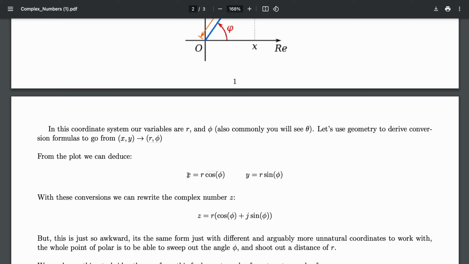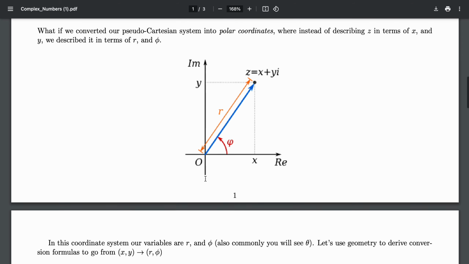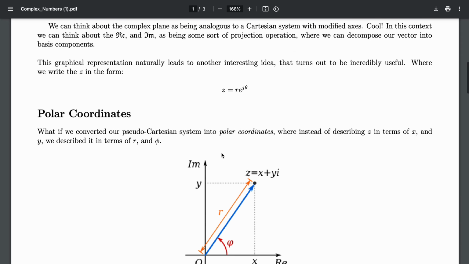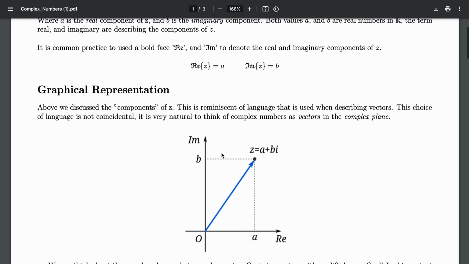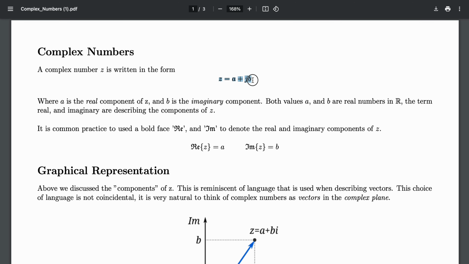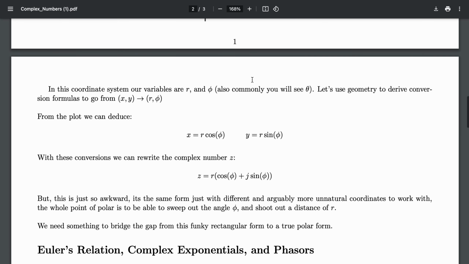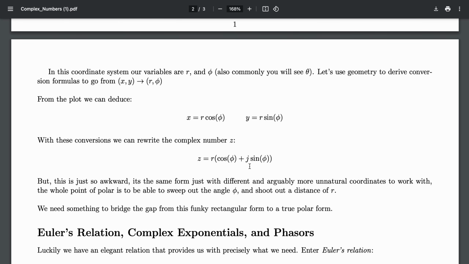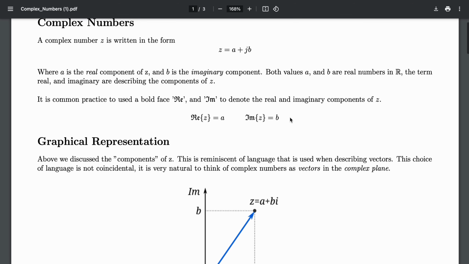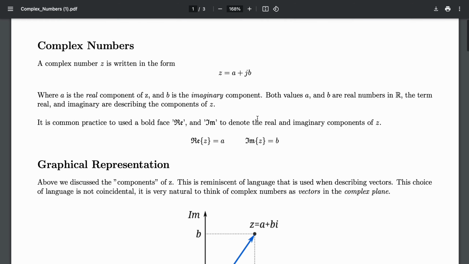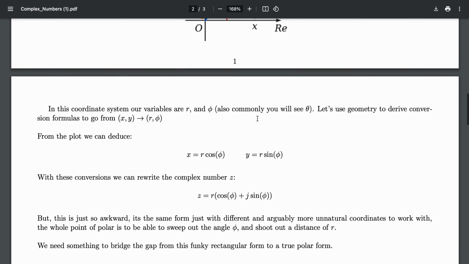So if previously we had, let's see, I don't know if I wrote it down anywhere, but think about this form, but instead of a and b, we had x and y. We had z is equal to x plus jy. And with the new equations, they both have an r, so we can add them together, factor it out. So we're essentially going to just get this cos phi term plus this j sine phi term, which is identical to what we have here. We're now just describing it in terms of r and phi instead of x and y.